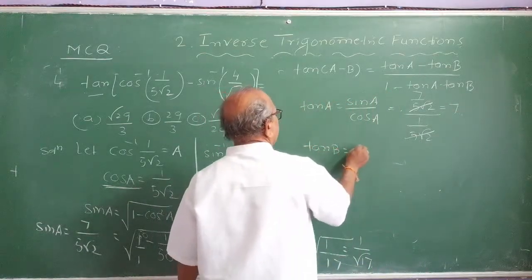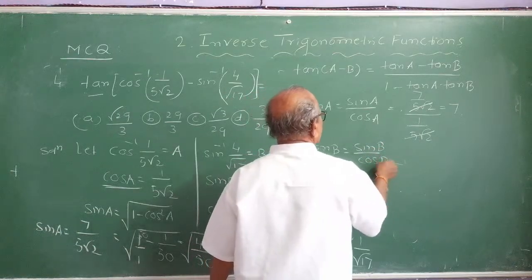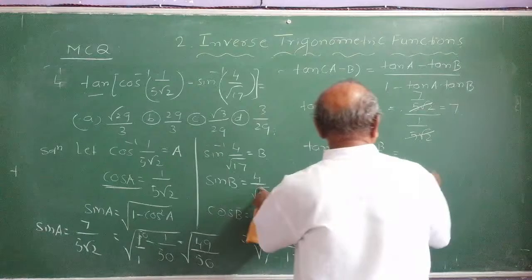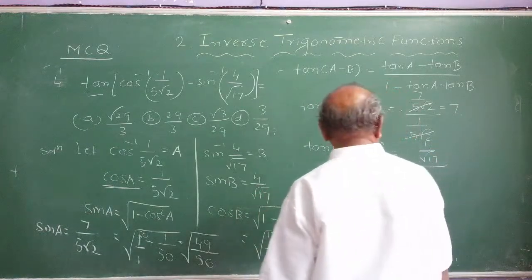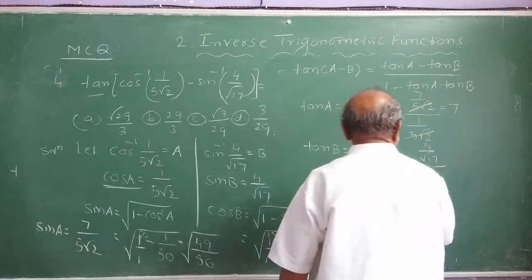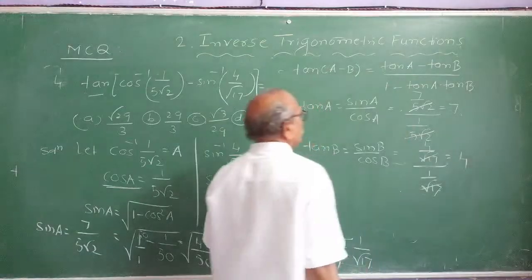Similarly, you can get tan B. Tan B is sin B upon cos B. What is sin B value? 4 upon root 17. And cos B is 1 upon root 17. Interesting problem. You will get tan B as 4.